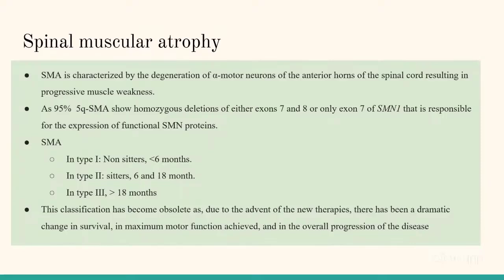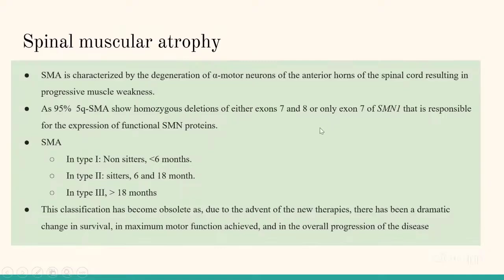SMA is characterized by degeneration of alpha motor neurons of the anterior horns of the spinal cord, resulting in progressive muscle weakness. We all know that a lot of types of SMA are there, but what we are talking about here is classical SMA, exon 7 and 8.